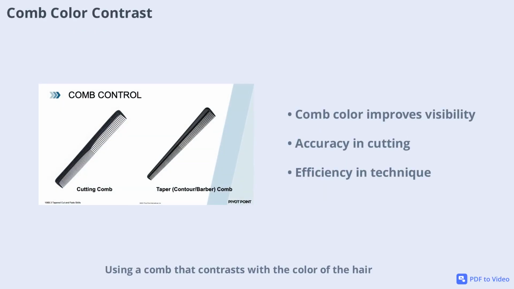Using a comb that contrasts with the color of the hair makes it easier to see the hair being cut during overcomb techniques. This simple adjustment can significantly improve your accuracy and efficiency, ensuring you achieve the desired result every time. We'll discuss how to select the right comb color for different hair types and why this matters in professional barbering.